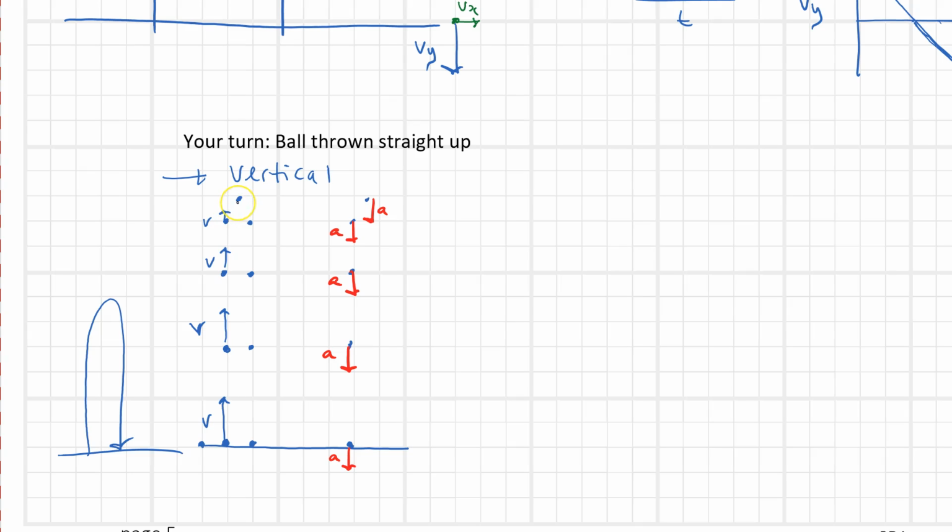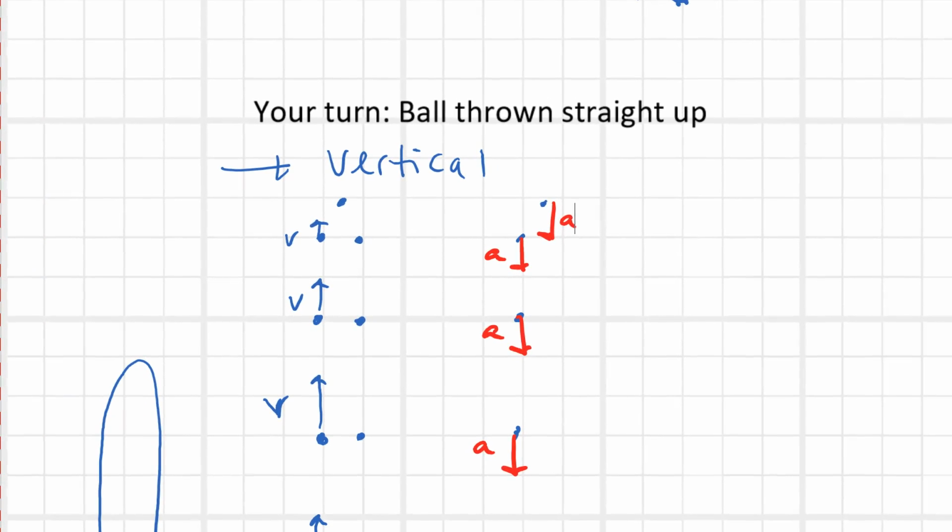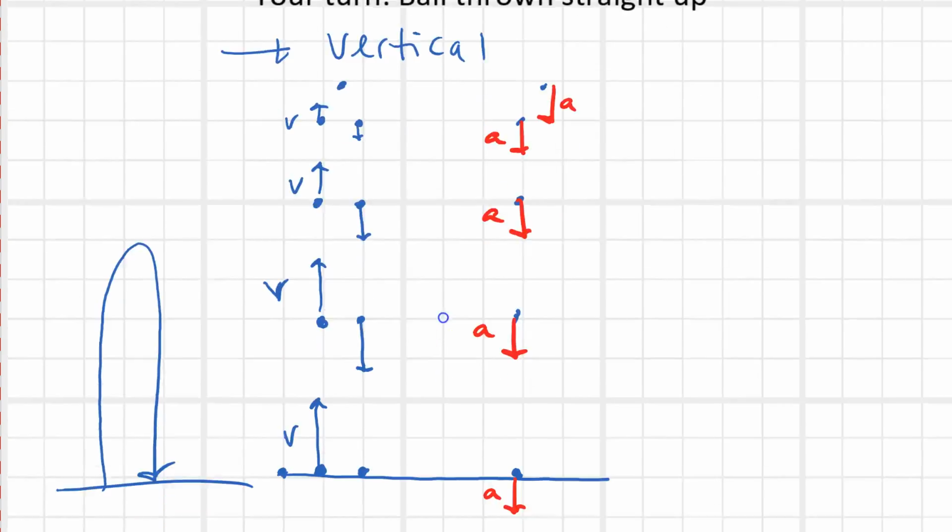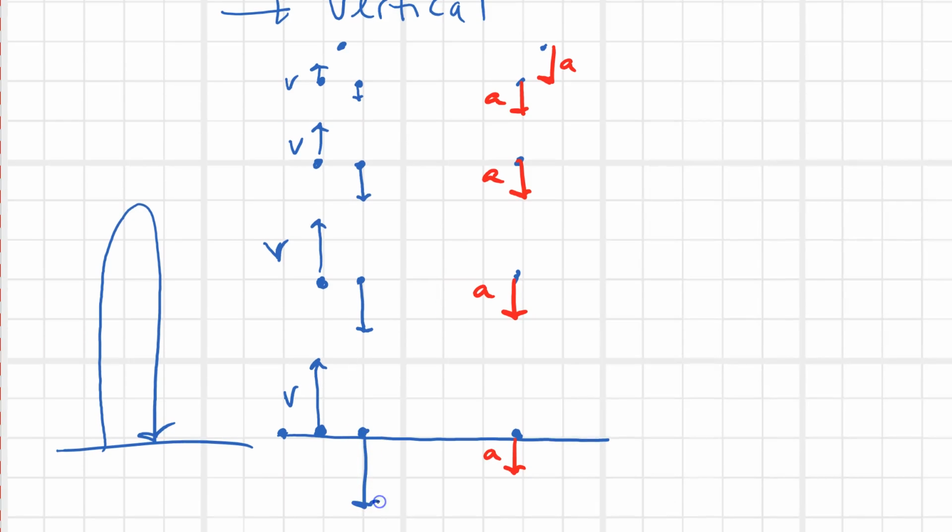Okay, now I'll draw my arrows for the top. At the very top, it's motionless just for an instant. And then on the way down, the size of this up arrow should be the same as this down arrow. Those two should be the same, and then this one goes down further, like that.